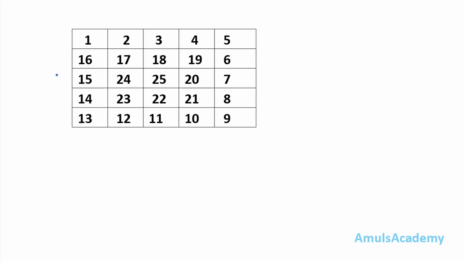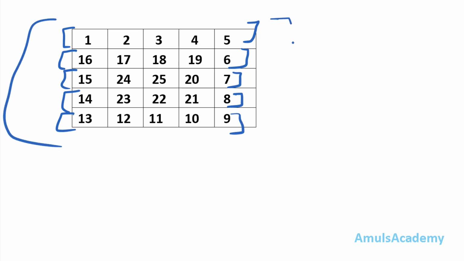So here we'll treat this as the first list, next list, this is the third list, this is the fourth list, this is the fifth list, and this is the outer list. So we'll use the nested list concept here and store these values in the nested list. After storing all the values, next we'll use a for loop to print these nested list values.